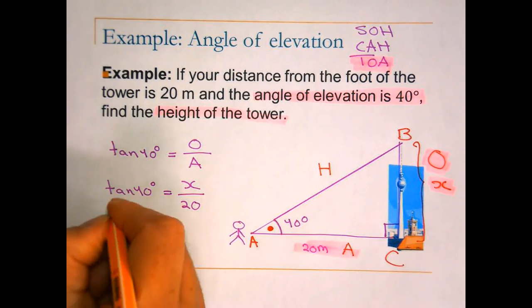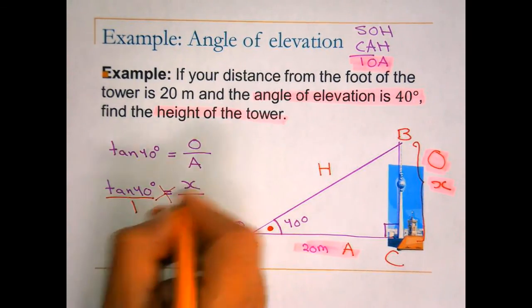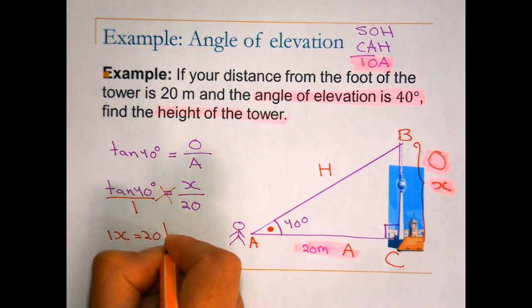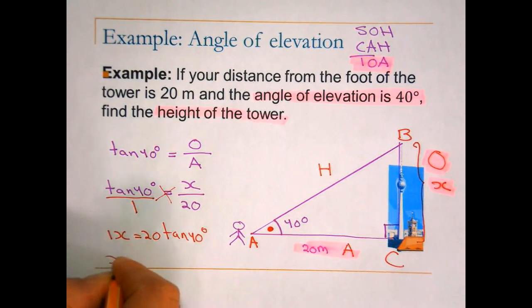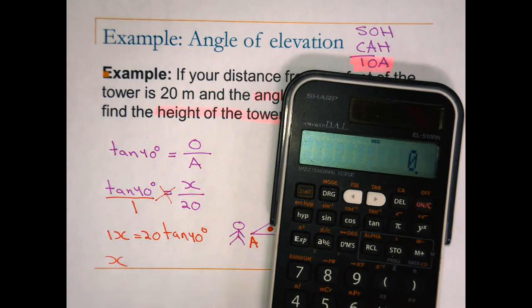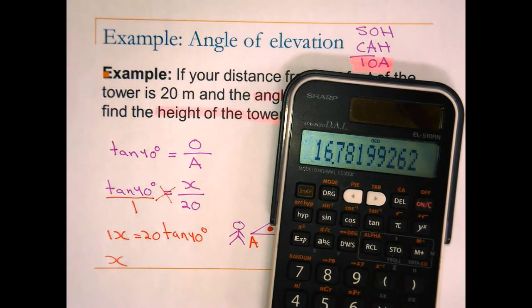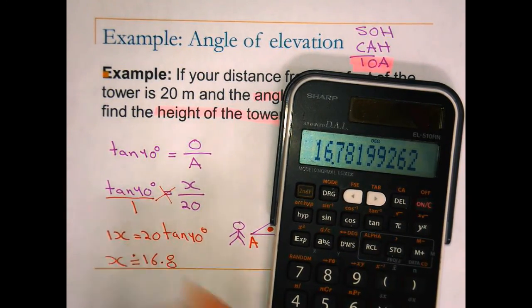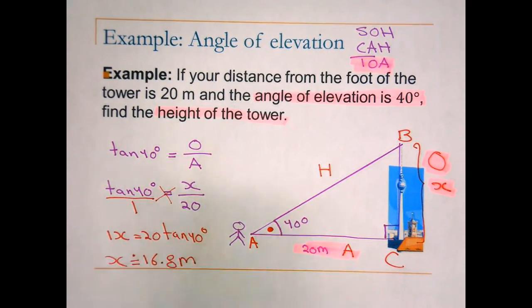Now we put this over 1, and if you remember, we cross multiply. So 1 times x, 1x equals 20 times tan 40. 1x is the same as x, so we use our calculator and we say 20 times tangent of 40. 16.8. And because this side is given to us in meters, this will be meters as well.